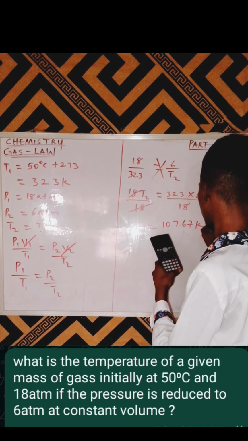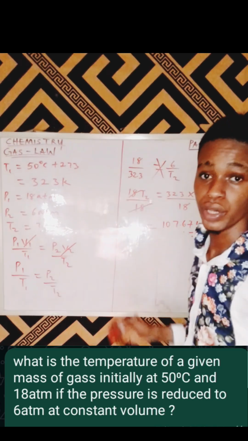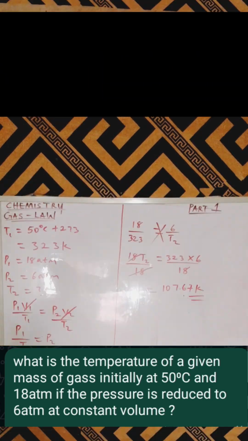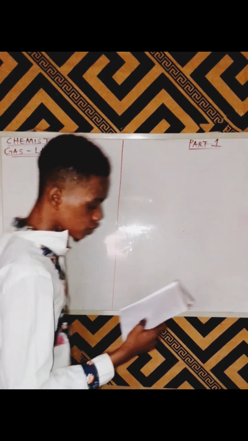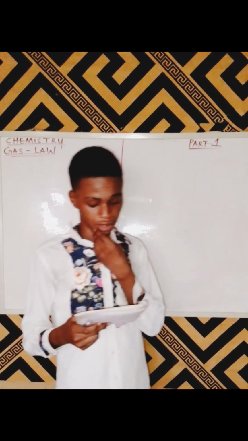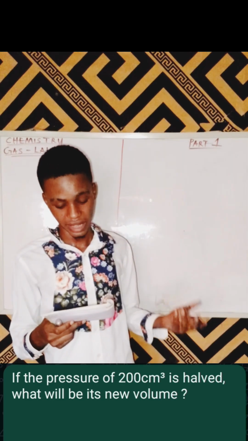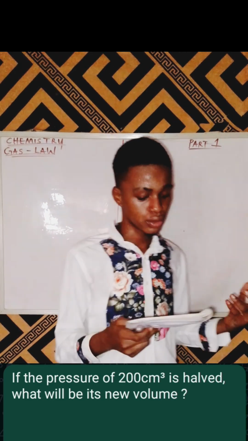107.67 Kelvin. Yes. So this will be your answer. Let's solve a new question. So now let's solve this question. They said here that if the pressure of 200 centimeter cube is half, what will be its new volume?